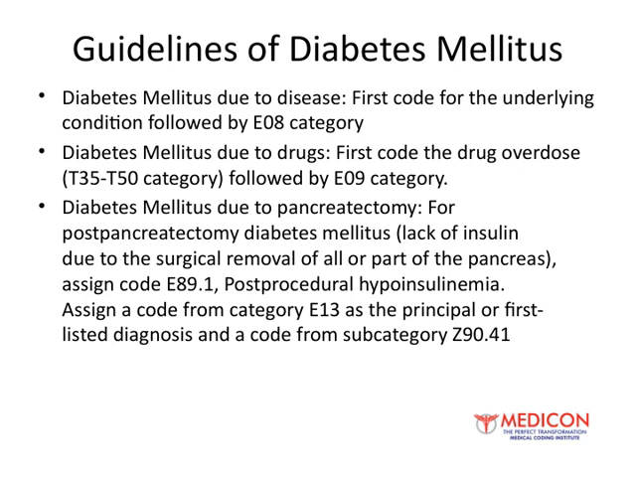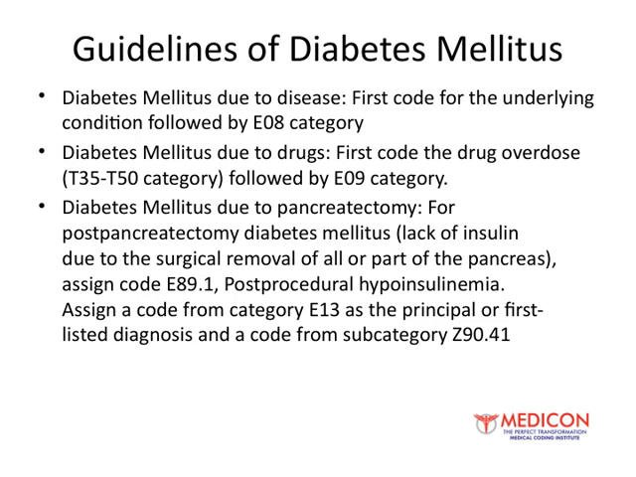When the diabetes is due to a disease, you should start with the code for the underlying condition first, and then follow it with the E08 category. This helps accurately reflect the root cause of the diabetes. If the diabetes is caused by drugs, the approach is slightly different. You need to first code the drug overdose, which falls under the T36 to T50 category, and then add the E09 category for drug-induced diabetes.